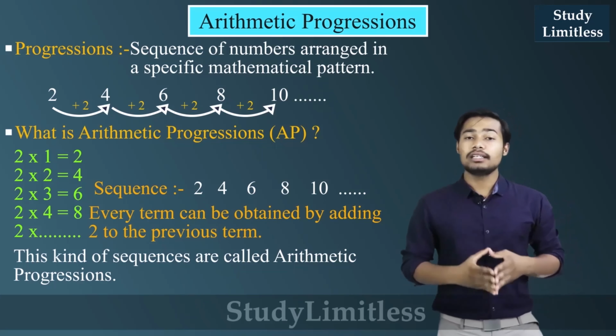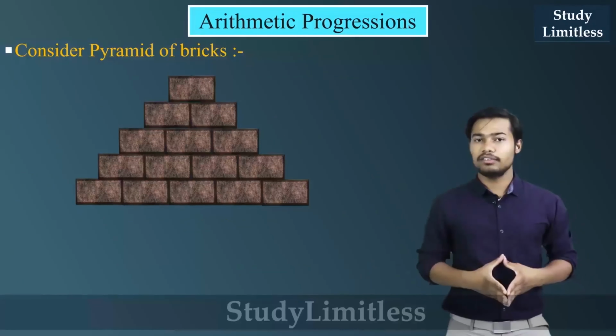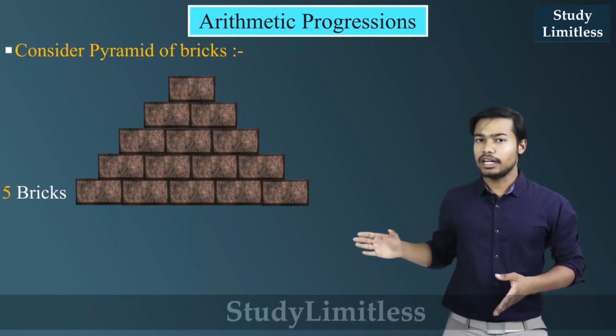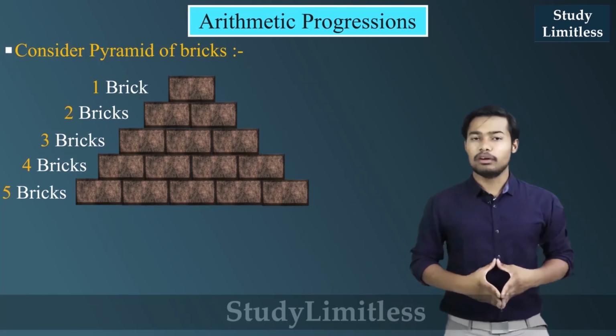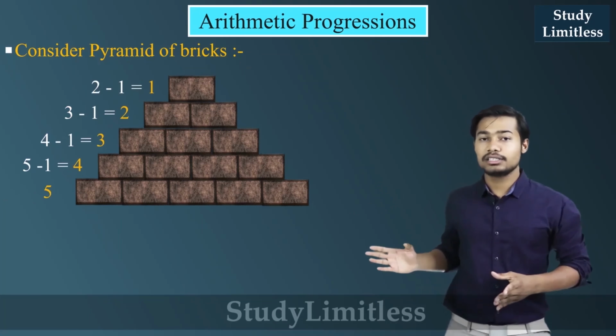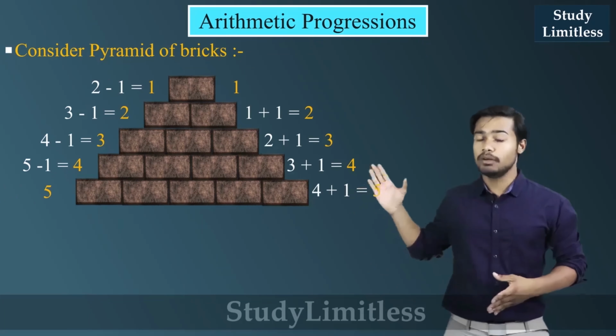Well, let us visualize this now. Take a pyramid of bricks here. On the base of the pyramid, we have 5 bricks. Above that we have 4, above that 3, 2 and 1. As we move upwards, the number of bricks is decreasing by 1. And as we move downwards, the number of bricks is increasing by 1.